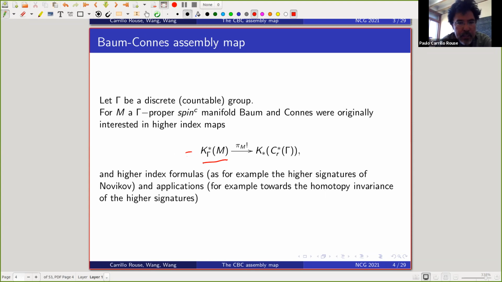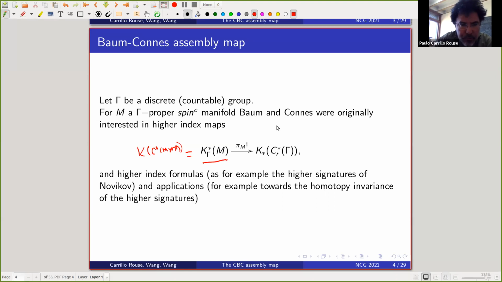Here this left-hand side could be defined in several ways, but could be the C-star algebra of some cross product or some groupoid, for example, or some equivariant K-theory if the action is proper. There are several models in the literature, but they were interested in defining these higher index maps as before for Gamma, a point. I will tell you later on how to define these maps. And they were interested in higher index formulas, for example, the higher signatures of Novikov and applications, for example, towards homotopy invariants and the higher signatures, but also related to problems of existence of obstructions to positive scalar curvature and so on. Of course, I should mention here the work of Connes and Moscovici in the case of free actions and Galois coverings.